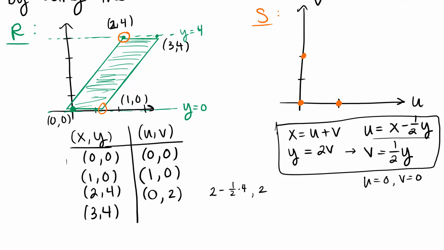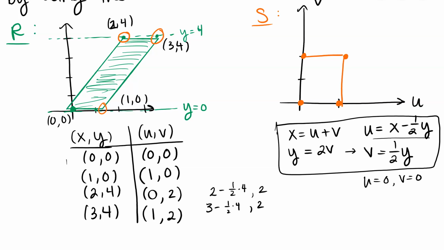Okay, so I'm right there. And then finally 3, 4, if I plug that into my formula, I would have 3 minus 1/2 of 4. So 3 minus 2 is 1. And then I would have what? V is 1/2 y, so that would be 2. I'd go to 1, 2. And so this point right here is going to be transformed to that point.